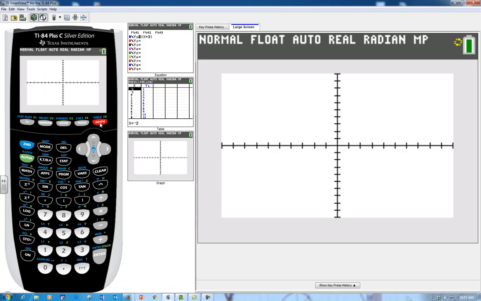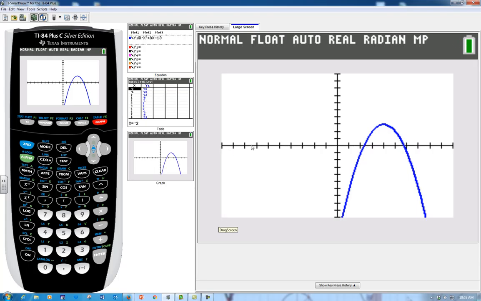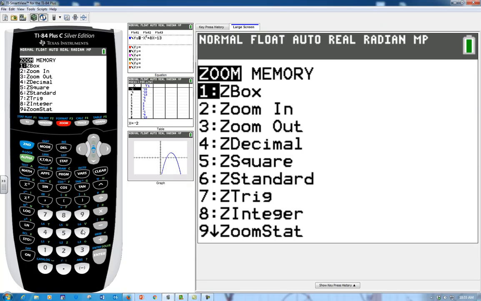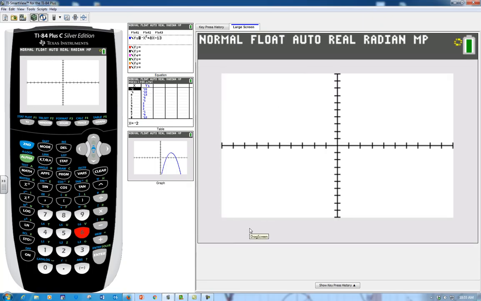Depending on what your window looks like, your window may be different from mine. If you want to make sure that yours is in what's called the standard window, which means it goes from negative 10 to 10, you want to hit zoom and then number 6, which is standard, and that's going to put your calculator in the standard window. I'm going to hit graph again and just let mine graph. Now this is what your parabola looks like.